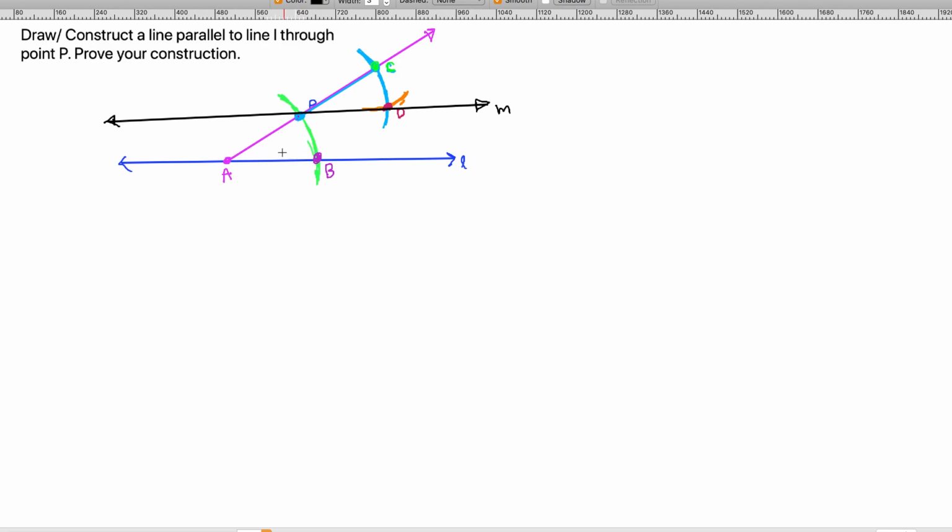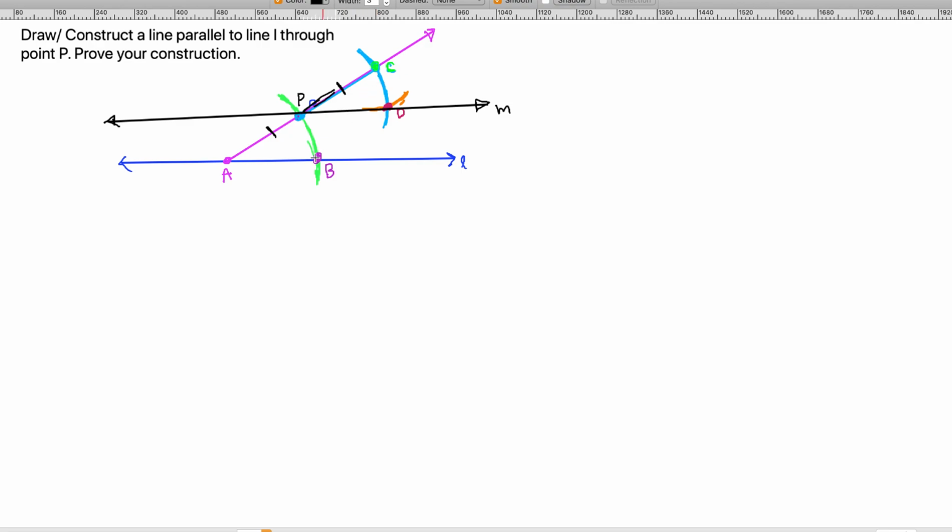So let's go through what I did here again. I first picked some point A and I drew this line and I drew this arc. Now this green arc, this length, I went from A to P and I kept the compass that same length and I drew this arc from P to C. So that means that A to P should be the same length as from P to C.